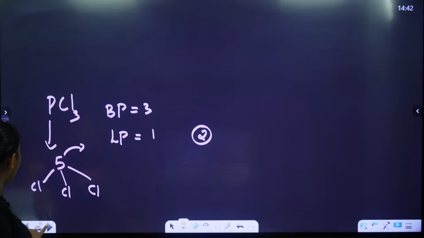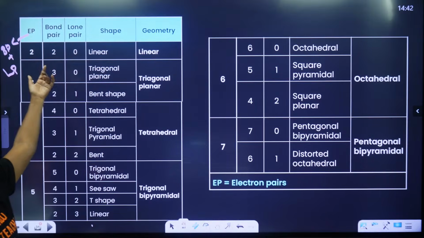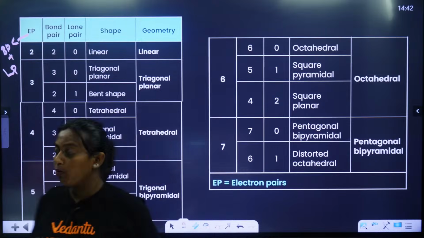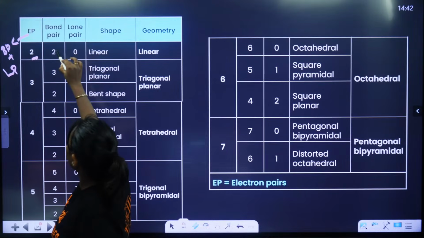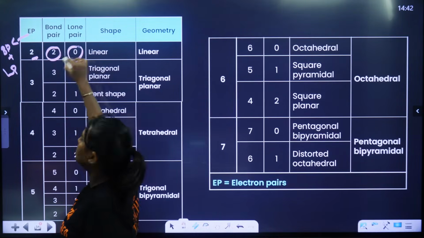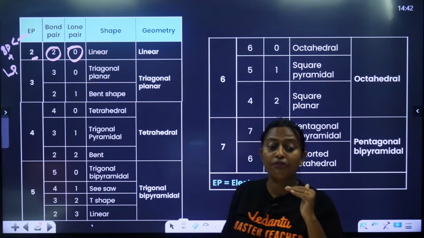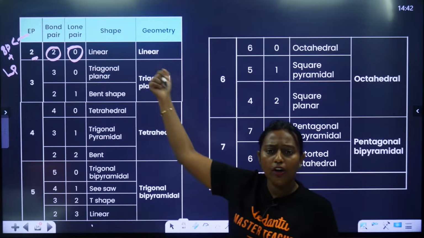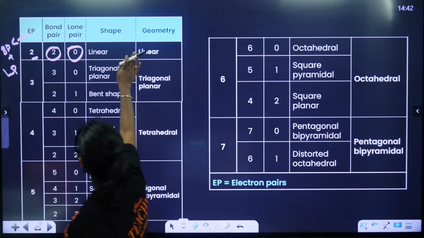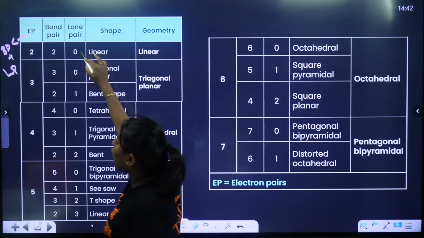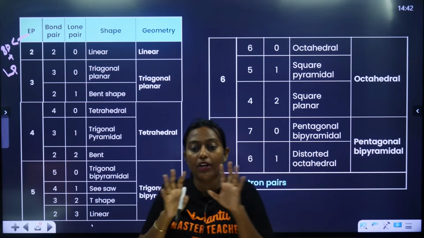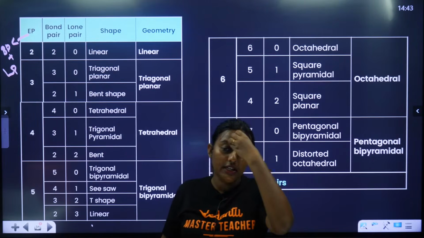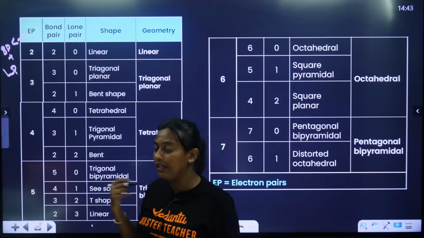Next, what is EP? EP means bond pair plus lone pair. There are different cases. The first case is EP 2: bond pair is 2 and lone pair is 0. If the lone pair is 0, the shape and geometry are the same, and here the shape and geometry are linear.